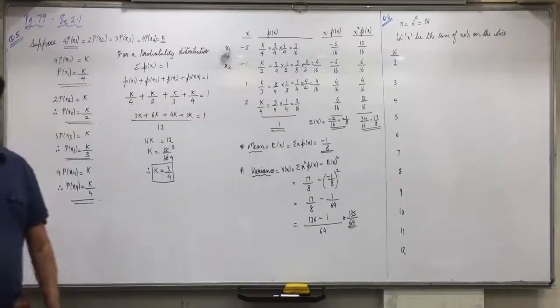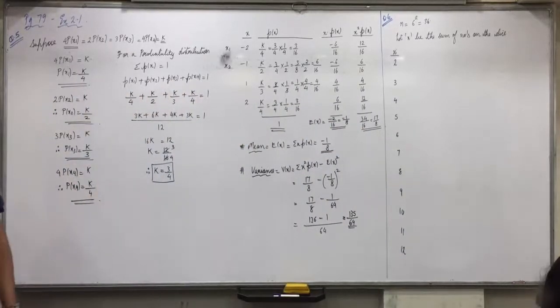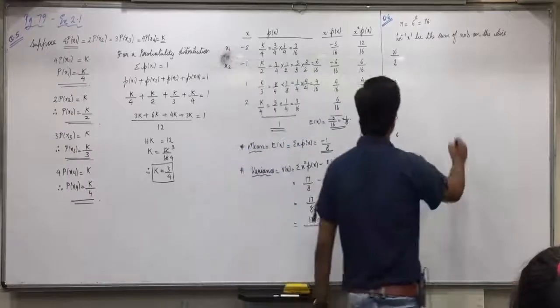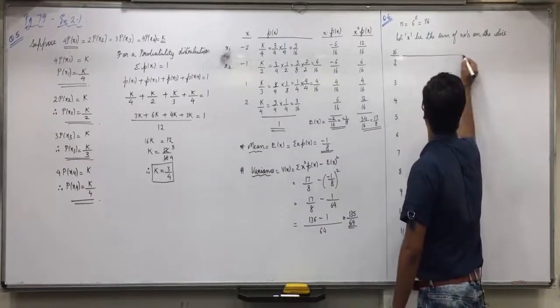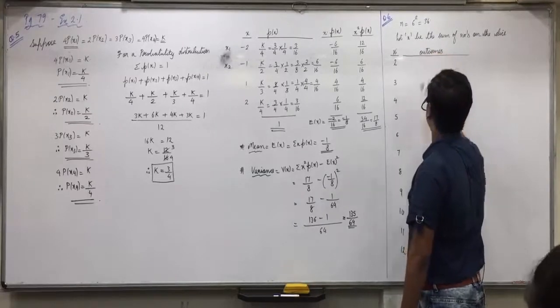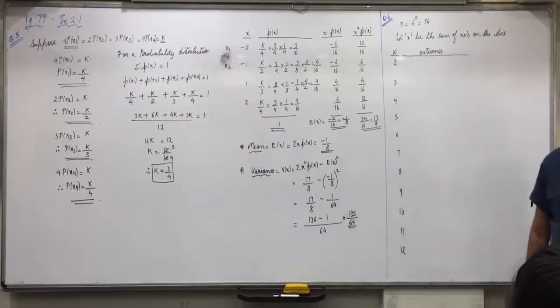Okay, 2 to 12 are the values of x possible. Any confusions up till here? Now, before we find the probability, we will have to find what are the outcomes associated with that value.